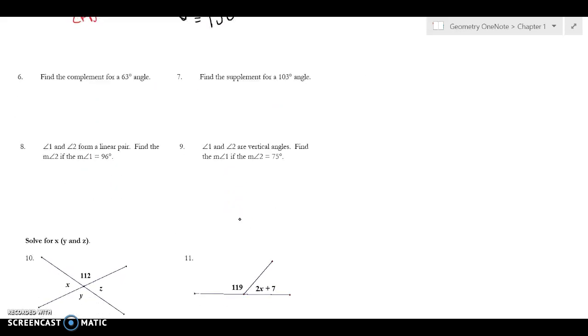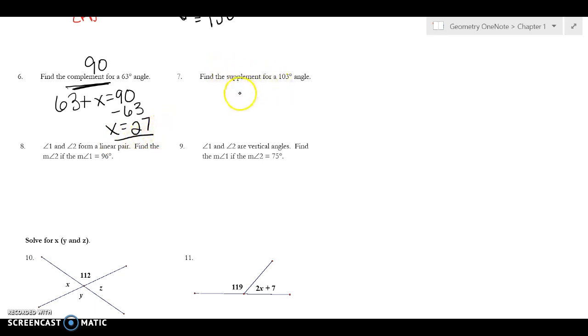All right, let's look at number 6 and 7. First of all, complement, you have to know what that word means, and remember that's angles that add up to 90. So 63 plus something is 90, so you just subtract. So the angle is 27. Over here, supplements, they add up to 180, so I could just do 180 minus 103, which is 77. Oh, that's ugly.